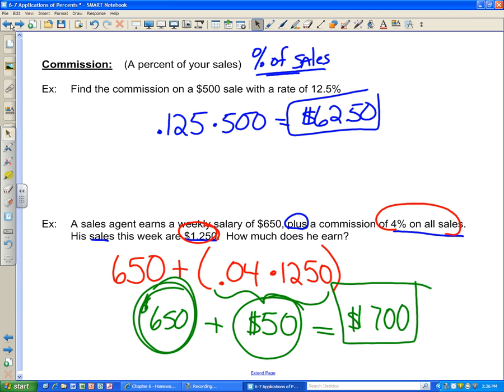Okay, so that's a little bit about commission, tips, sales tax, discount, and sales price. So make sure you took notes on all of this, write your summary, and have at least one question that you want answered in class. And we'll continue discussing this in class a little bit further.